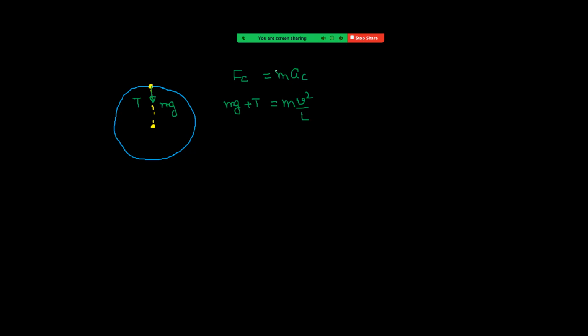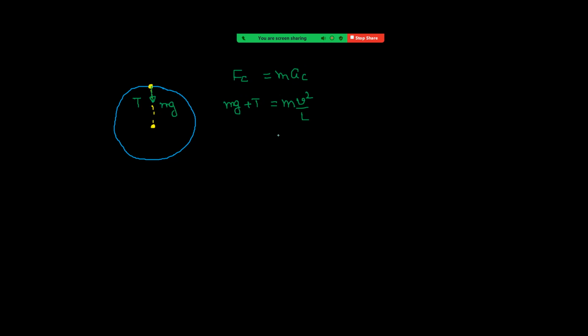Remember, m into a_c is not a force. If you have any force, it is only on the left side. So how many forces act on the particle? Only two forces. We should not say three forces like mg, tension, and centripetal force. Centripetal force is not a separate force. The resultant of these two is the centripetal force.